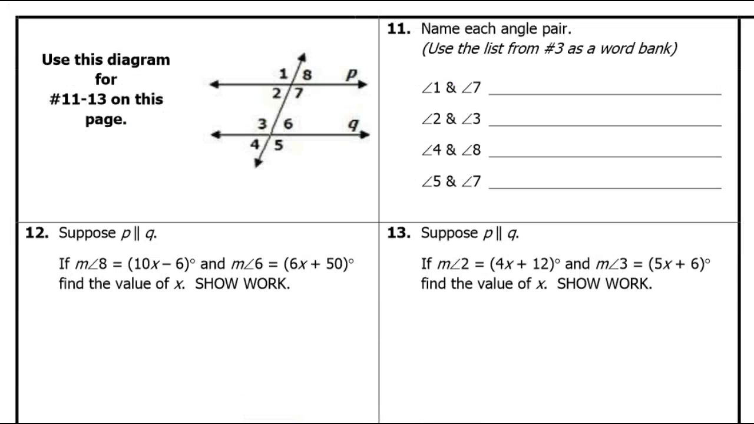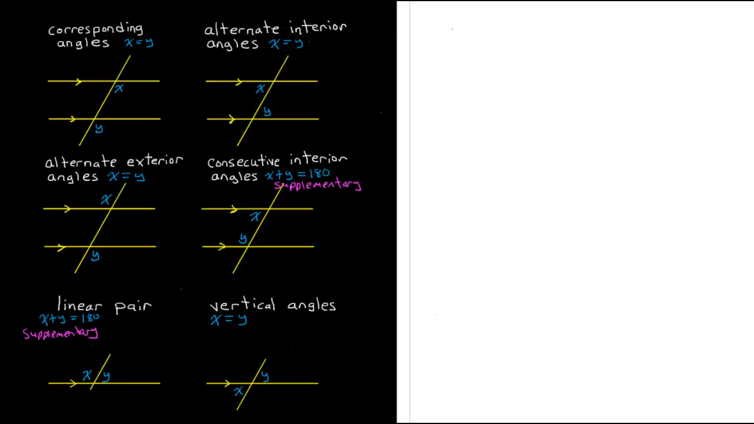Alright, the next few problems refer to this diagram. Now for number 11, it says, use the list from number 3 as a word bank. Don't bother looking back at number 3 to see if there's a word bank there. There's not. This was cut and pasted from something else. So I guess here's your word bank. And on the test, you won't have a word bank, so you better just have these memorized anyway.